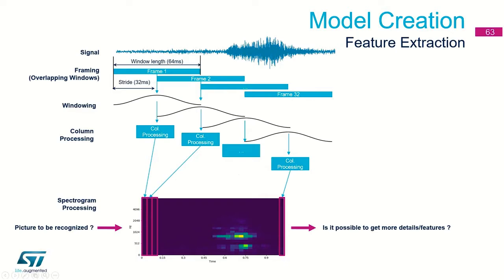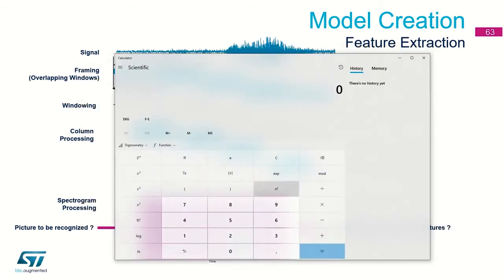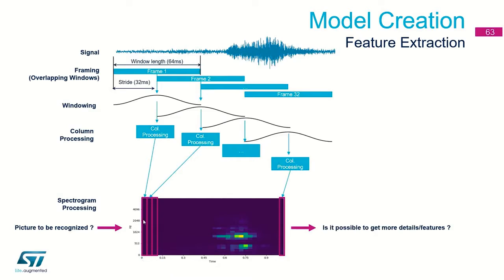Why 1 second? Because we have 32 frames, so the stride time is 0.032 multiplied by 32. It is 1.024 seconds. So here we have time and frequency. This is the spectrogram of a 1 second long audio recording. In fact, to be more precise, 1.024 seconds. The x-axis is time, the y-axis is frequency, and the color of this FFT spectrogram corresponds to the magnitude of the audio signal.